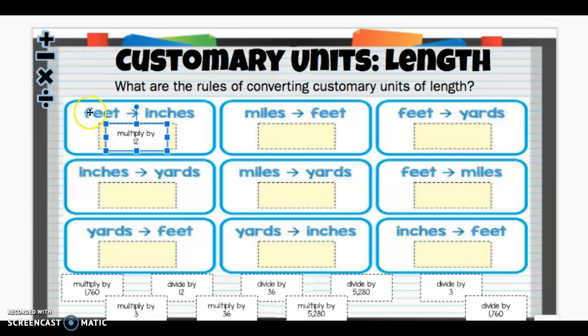So if you have 1 foot, you have 12 inches. If I have 2 feet, I'm going to have 24 inches. If I have 3 feet, I have 36 inches. So it's just repeated addition, but it's the same thing as multiplication.